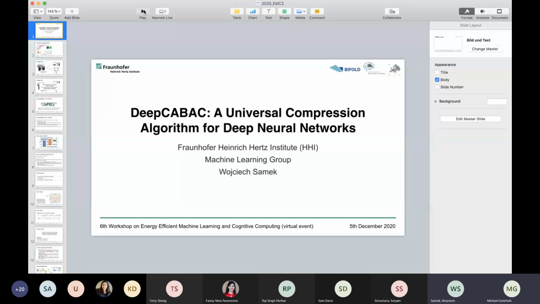Yeah, so my talk will be about compression algorithms for deep neural networks, DeepCABAC. An algorithm which we have developed with colleagues at Fraunhofer Heinrich Hertz Institute in Berlin, Germany. As we all know, the complexity of neural networks is growing today. And with that, not only its size, but also the number of operations needed, and also the energy needed for performing inference.